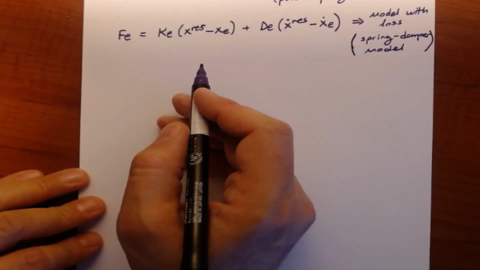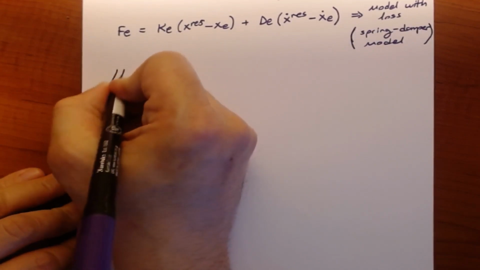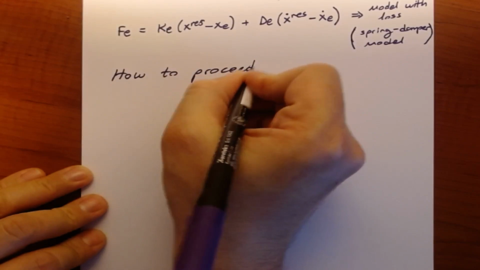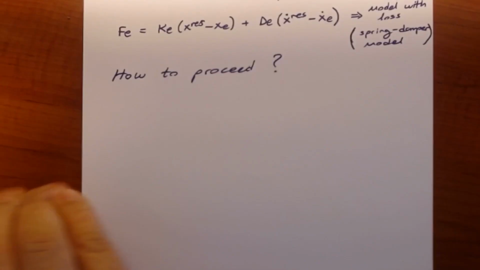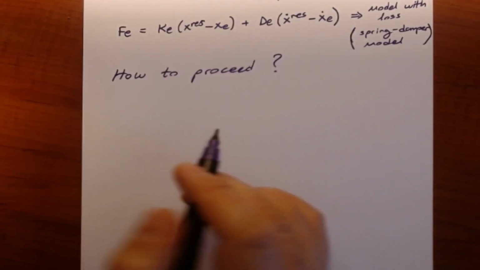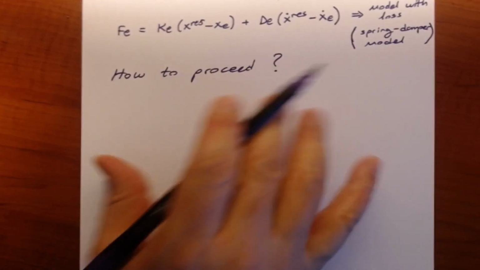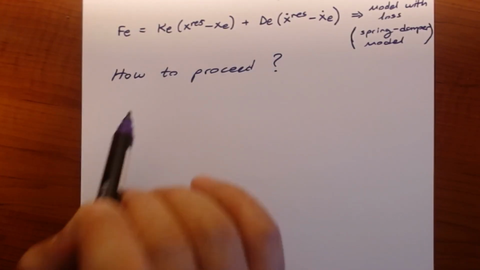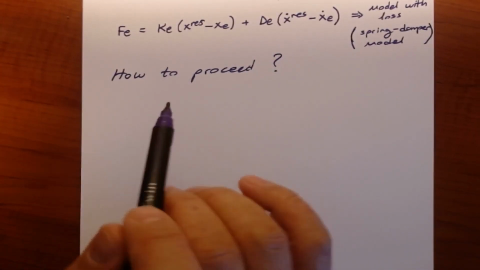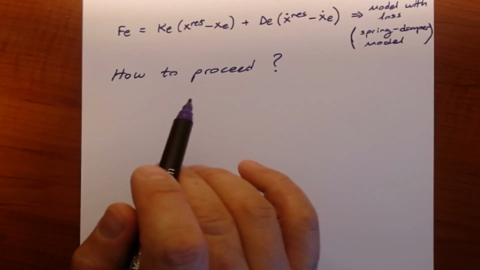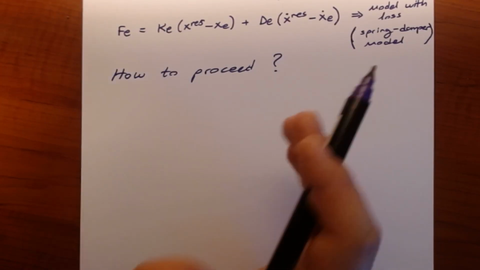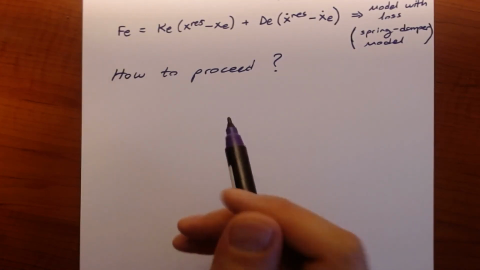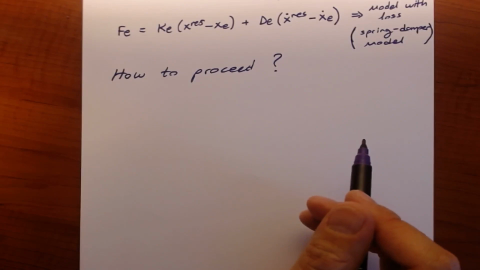Well, how to proceed? As usual, what we will be doing is to take our force and insert there a force reference, generate an error, and try to move that error to zero value, preferably in finite time, but in a very short time if possible.